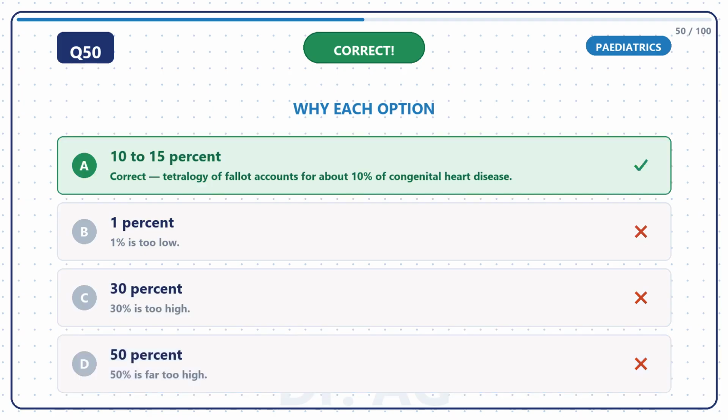And the correct answer is 10 to 15%. Correct. Tetralogy of Fallot accounts for about 10% of congenital heart disease. So, the right answer is option A. 10 to 15%.